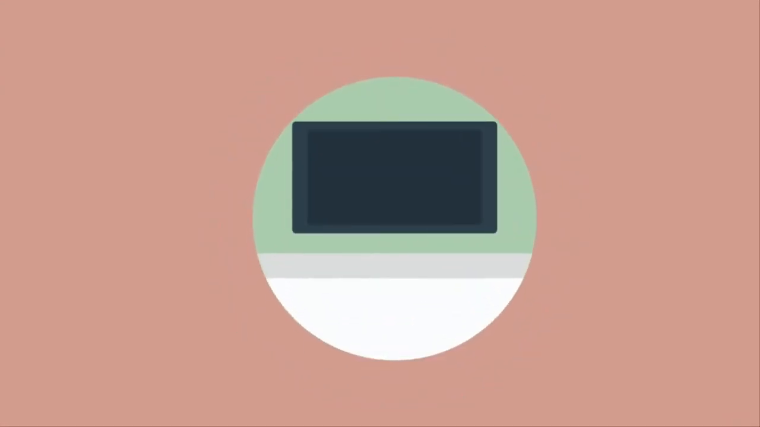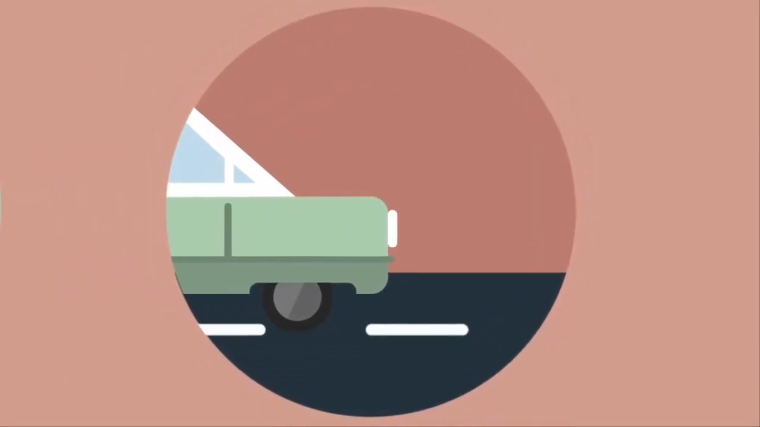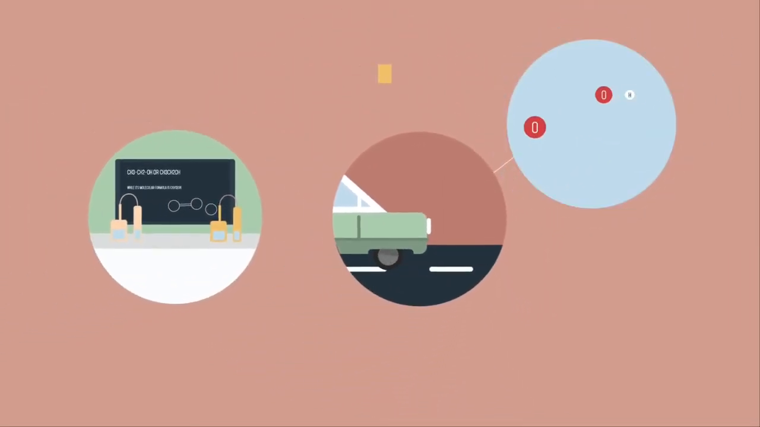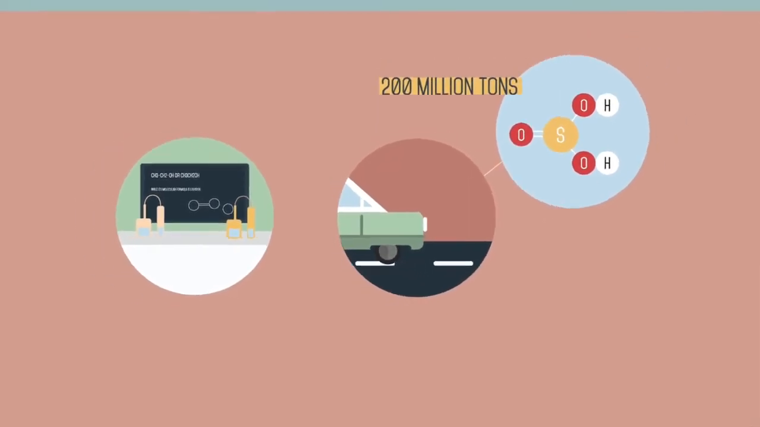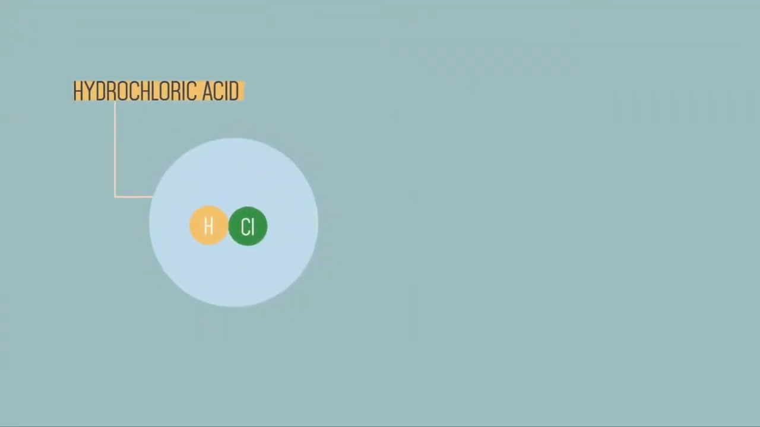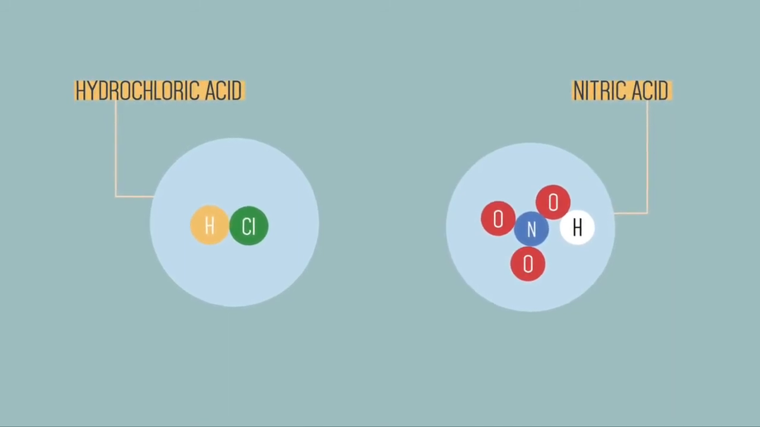In contrast, strong acids are often used in school science labs for experimentation, but they have important uses in industry and the everyday world. Sulfuric acid, for example, is found in car batteries, but industry uses 200 million tons annually for the chemical industry. Hydrochloric acid, found in your stomach, and nitric acid are also examples of strong acids.